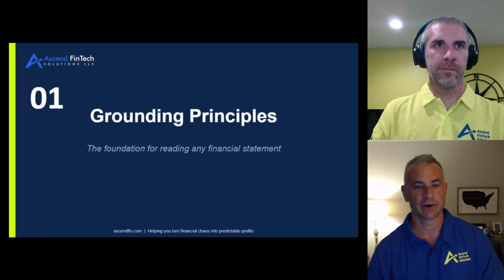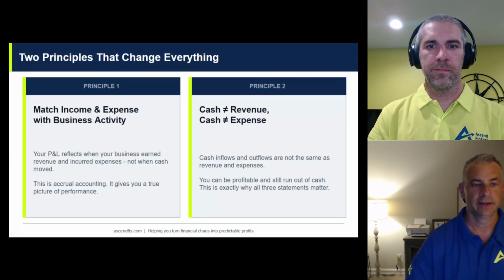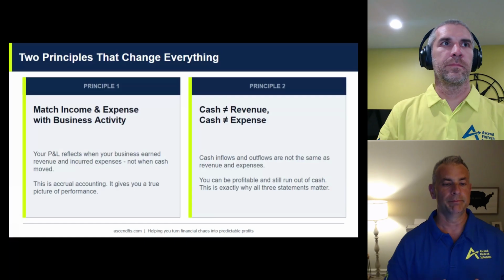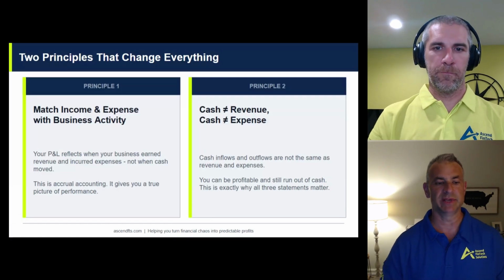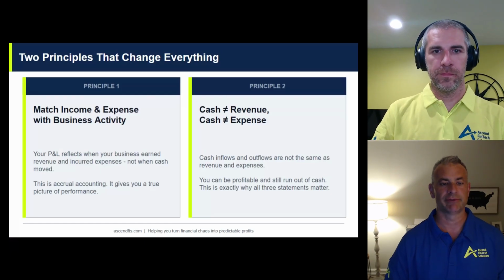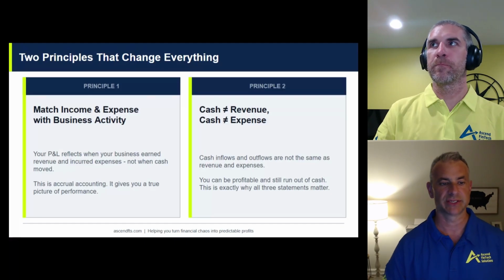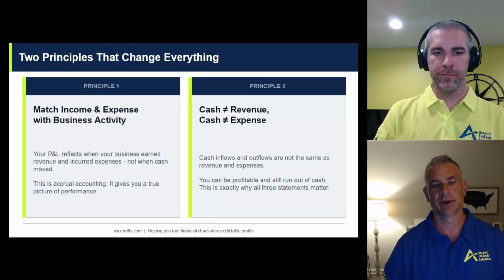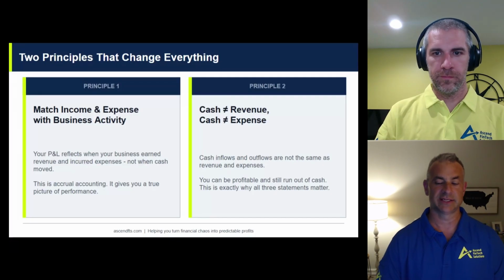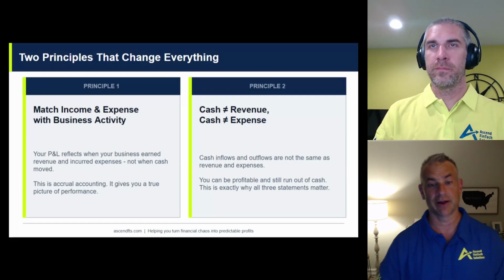Starting out with the grounding principles, really there's 2. One, keep in mind that with financial statements you want to match your income and expense with the business activity in the month. So you want your financial statements to reflect what happened, the results that were driven by your business. And that takes me to principle number 2: cash may not always equal revenue, and cash may not always equal expense.